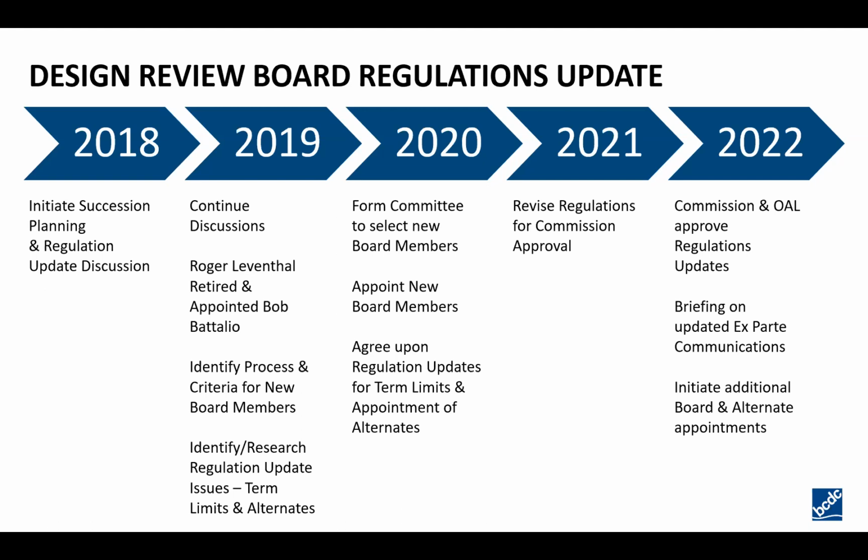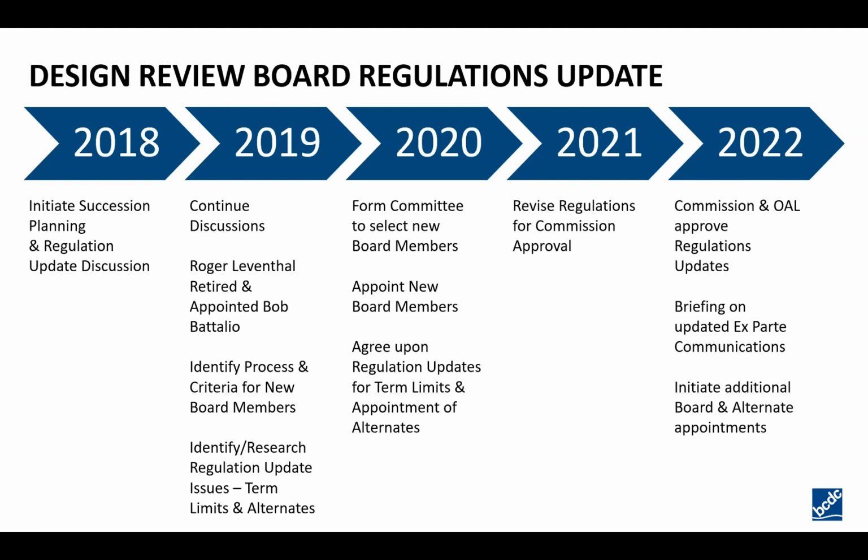In 2020, a week before the shelter-in-place order was issued, the board agreed to form a committee to review board candidates and nominate replacements for 2 board members. That summer over Zoom, we held interviews for board candidates, and in September, the commission appointed Kristen Hall and Andrew Wolfram as the 2 newest board members. The board also directed staff to revise the DRB regulations to create term limits and change the restrictions on who can be appointed as alternates, and I'll explain that in a couple of further slides.